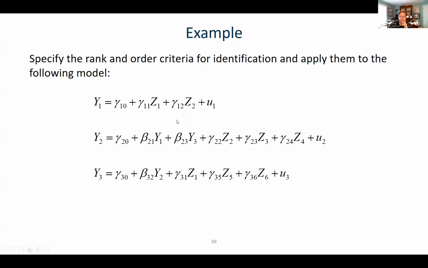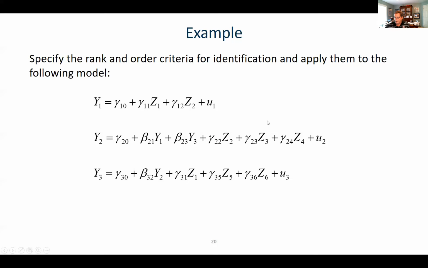And also note that we have y1 on the right-hand side of y2, and we have y2 on the right-hand side of y3. And in y1, we don't have y2 or y3. And we don't have y3 in the second equation, and we don't have y1 in the third equation.